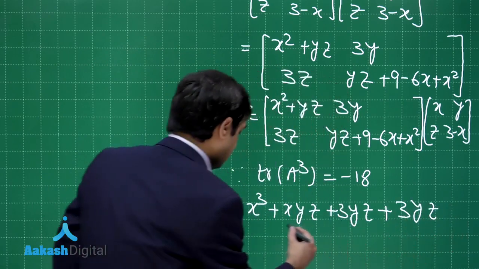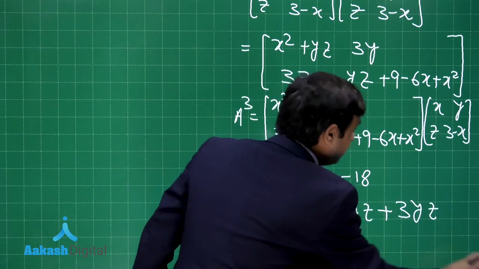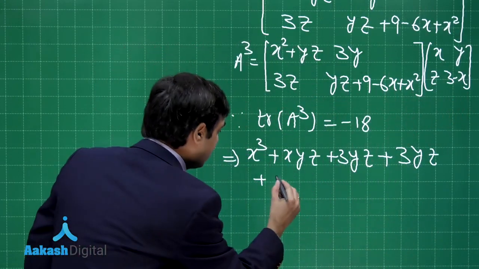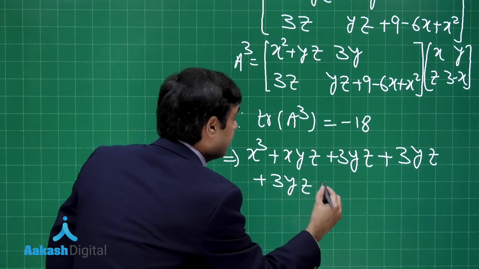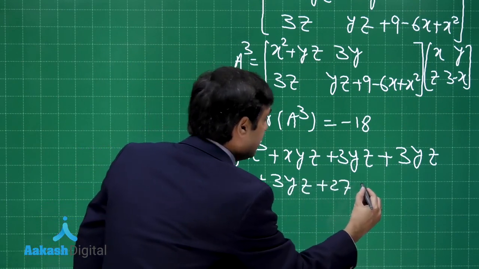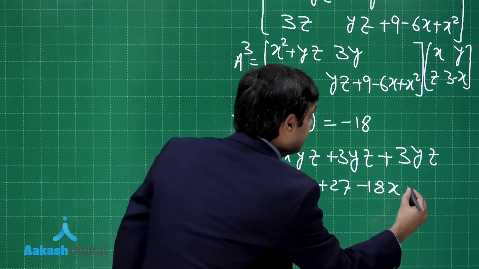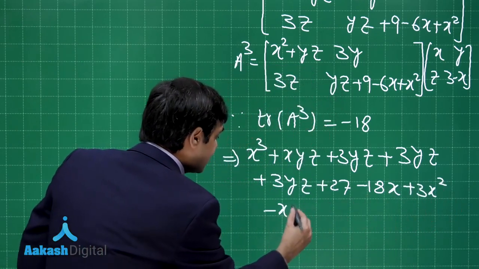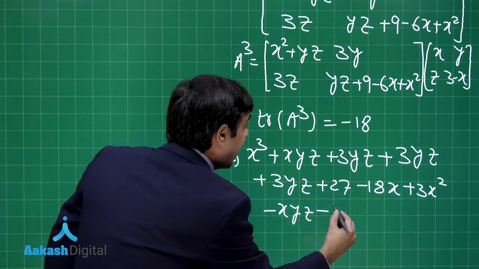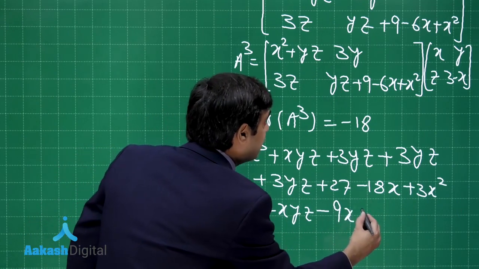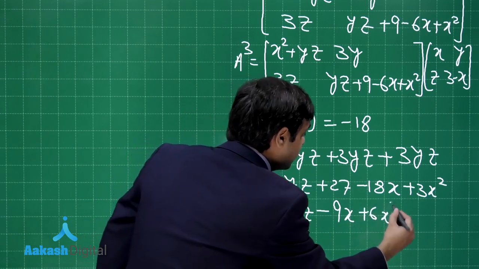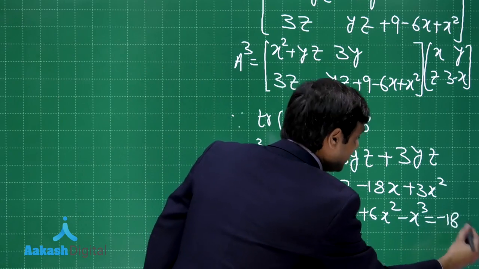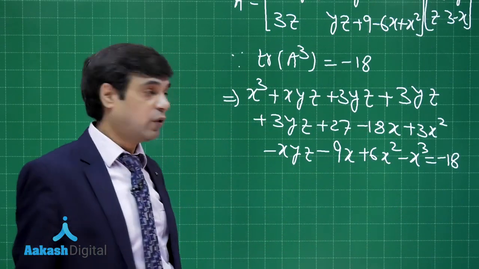3yz plus the last term, which requires this element with this one, meaning 3yz plus 27 minus 18x plus 3x square minus xyz minus 9x plus 6x square minus x cube. This is given to me as minus 18. Let's see after simplification what we are getting here.